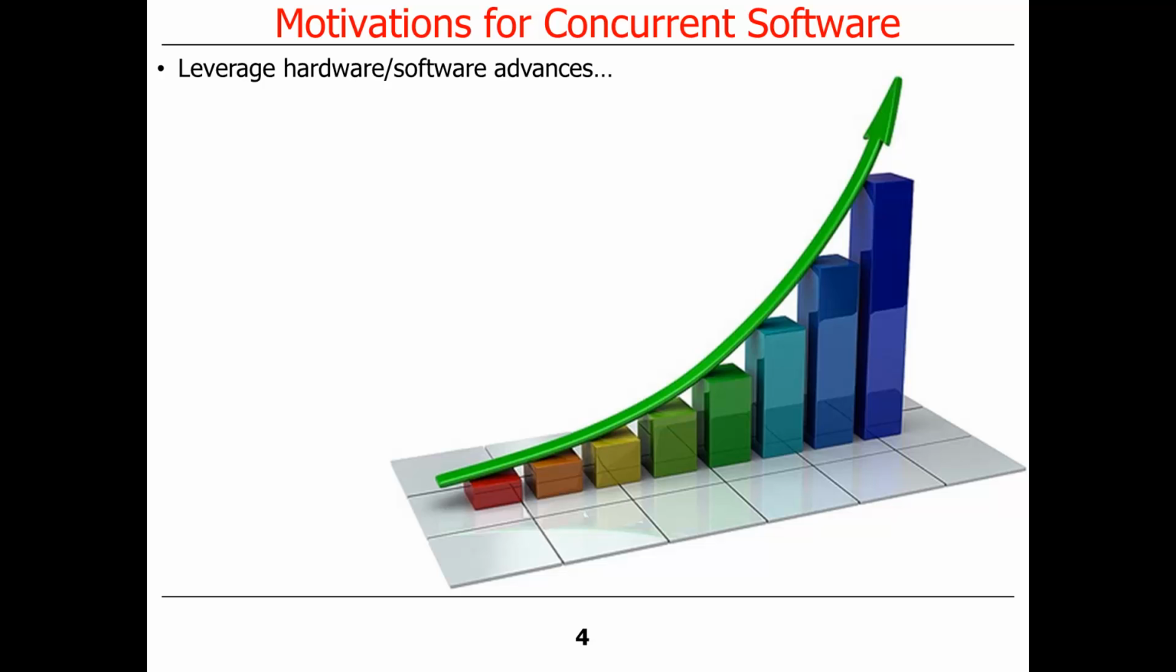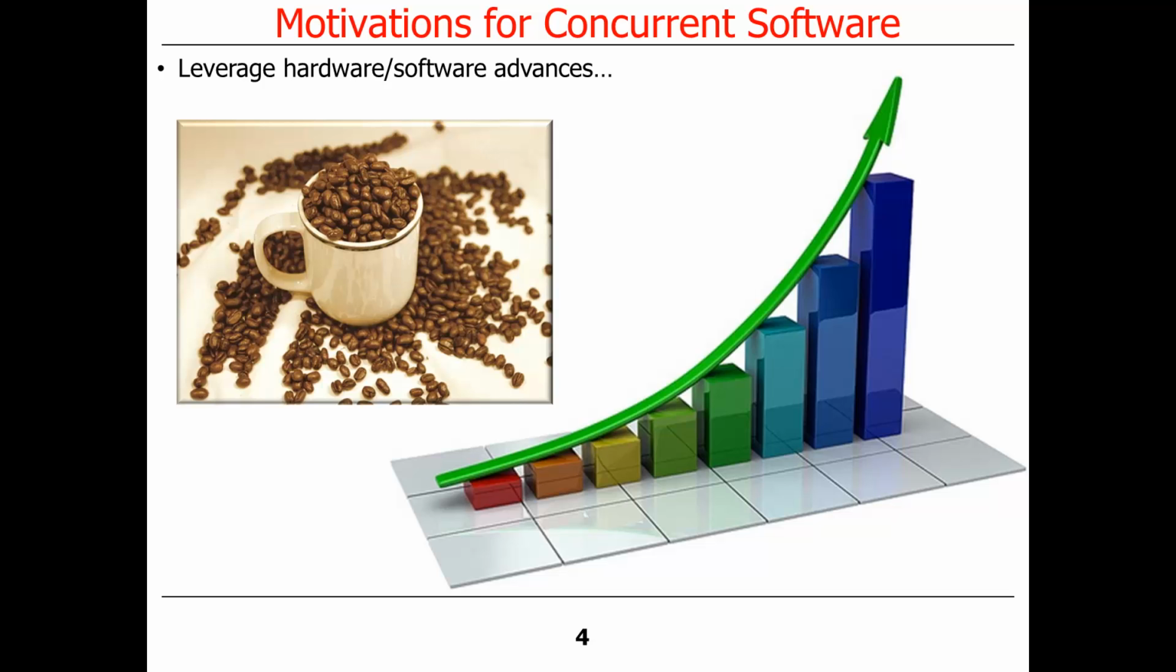And there's a bunch of different reasons. One reason for using concurrency is to leverage all the advances in hardware and software that have occurred over the past several decades. And this is leading to what we sometimes call commoditization.